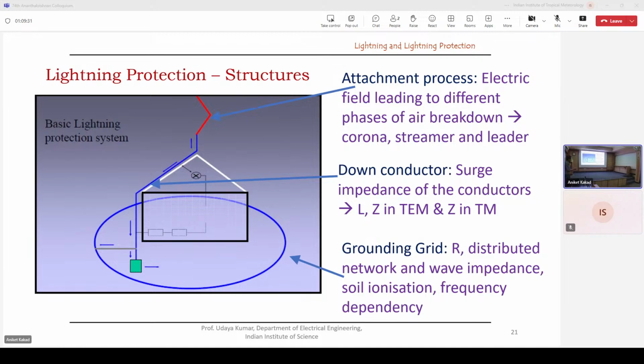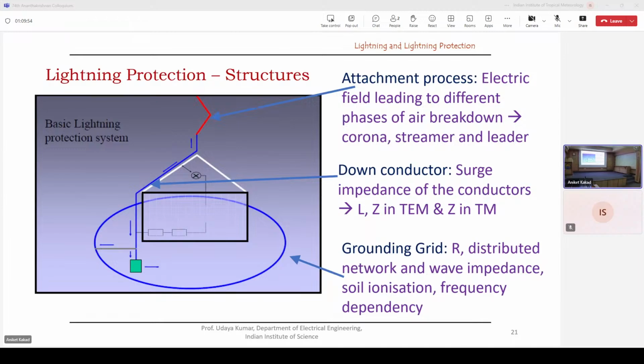Then comes streamer and leader. If one can quantify and understand this, then only can they talk about lightning attachment, because there's a lot of misunderstanding and misinformation. We have early streamer emission terminals and charge dissipation arrays in the market. And unfortunately, they are sold in spite of the fact that the standards are not supporting them.